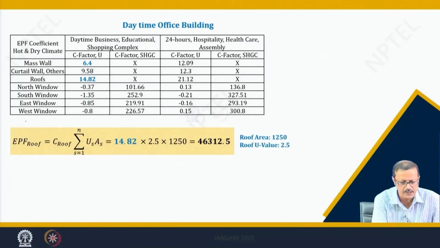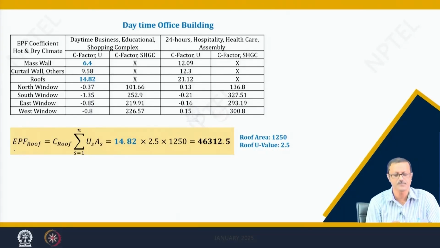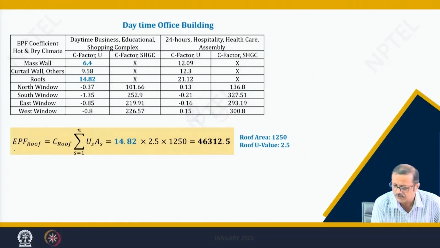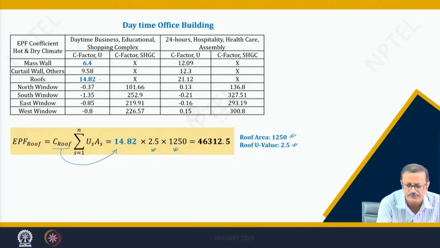You see, I first found out the EPF of the roof. There are three things. One is the area of the roof, which is 1250, multiplied by the U of the roof 2.5, which is given in my problem, and the C of the roof is 14.82, which I have taken from this.